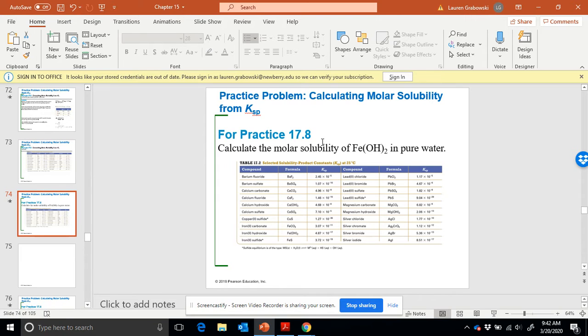So it says calculate the molar solubility of iron 2 hydroxide in pure water. So first things first, write your equation, right? Your iron hydroxide is going to break apart into iron and hydroxide. Write your KSP expression, make an ice table, then plug in to your KSP expression. So you get the KSP from this chart, you can then solve for S, and that will be your molar solubility. Please pause this video now and do that on your own, and then you can continue watching the video for the answer.